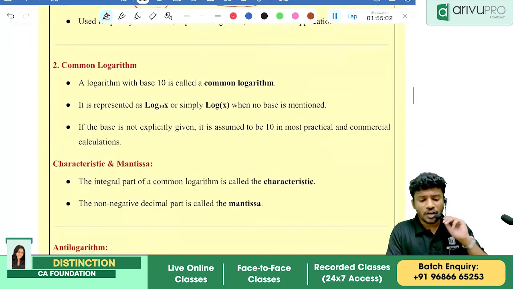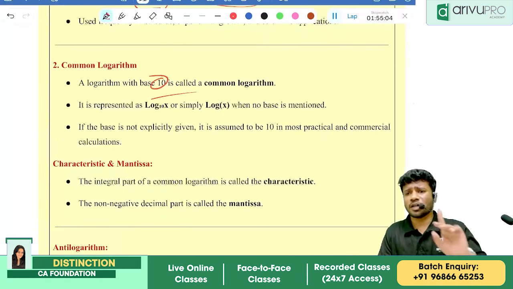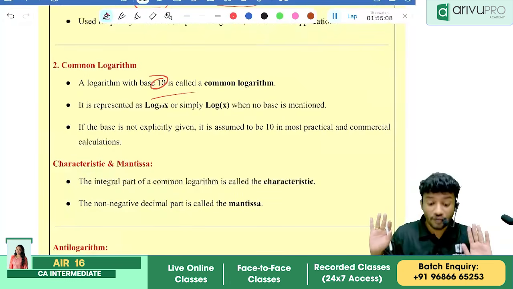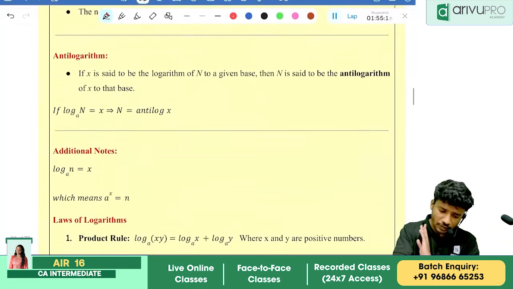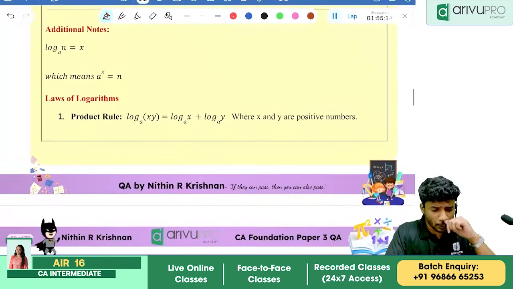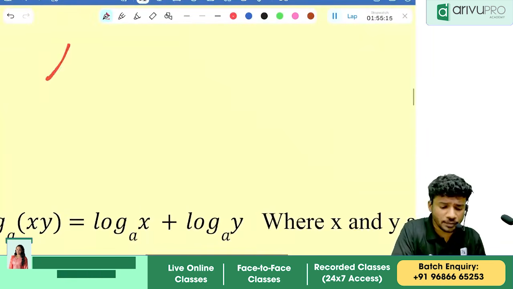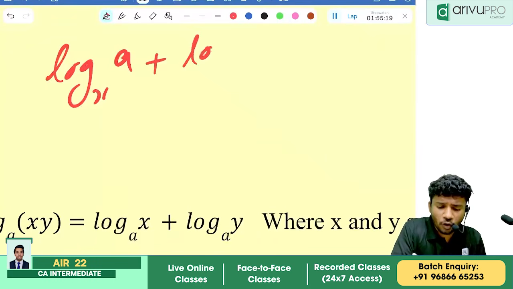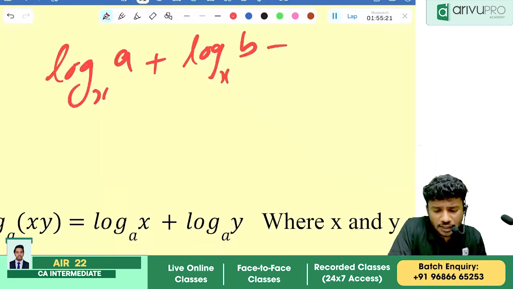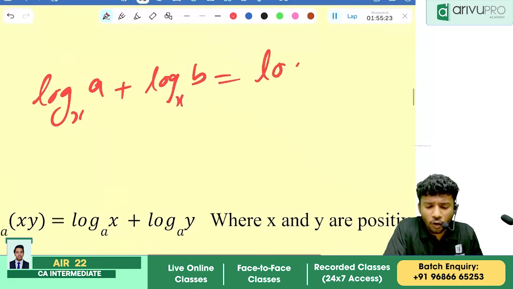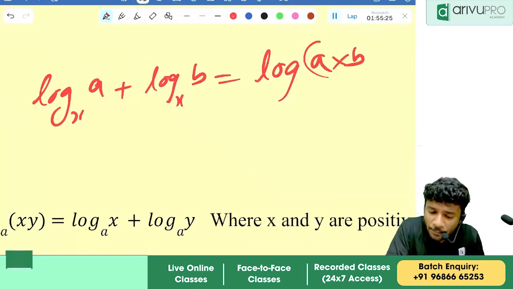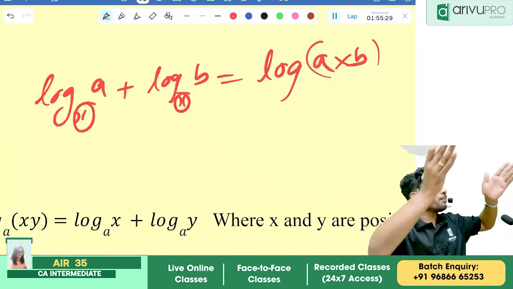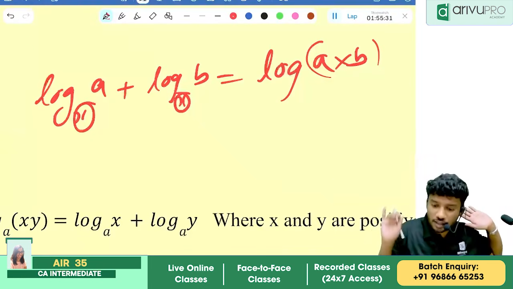Okay. Then common logarithm, I told you the base will be 10. How many times is 10 multiplied in order to get the given value? Now, one important thing regarding logarithm: log of a to the base x plus log of b to the base x will be equal to log of a into b. When the bases are the same, we can take the product of both the numbers.